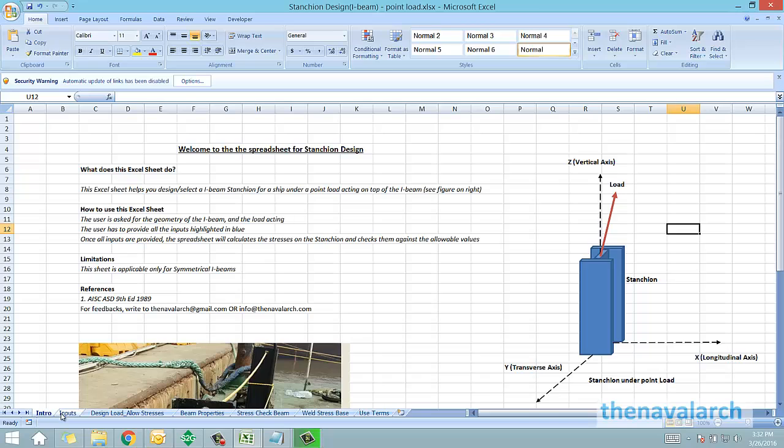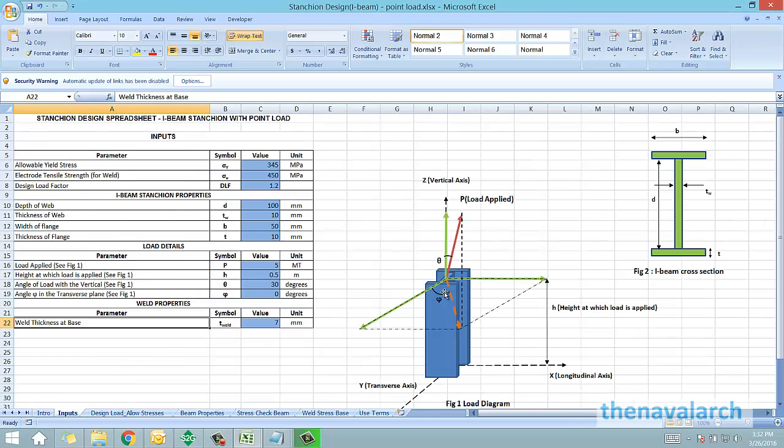We can see that in this case, there is a point load acting at the center of the I-beam and at the top of the stanchion at an angle. For this case, besides the usual inputs like the material properties, weld details, and the I-beam properties, we need to provide the point load which is acting on the stanchion, and we also need to provide the orientation of this point load. With these angles, the forces in the three principal directions are calculated.